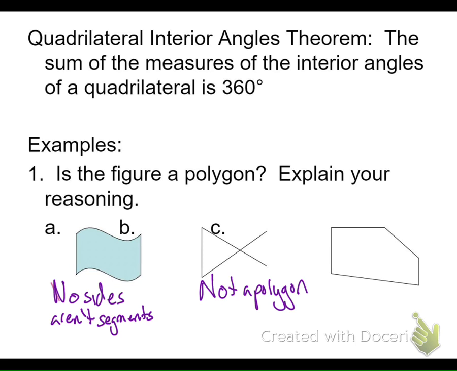And then our third one here. Are the sides formed by segments? Is it closed? Do the sides not intersect? Yep, the sides don't intersect, so yes, it is a polygon. Now we're going to name it, so we have to count the sides. So 1, 2, 3, 4, 5. What do we call something that has 5 sides? Pentagon.